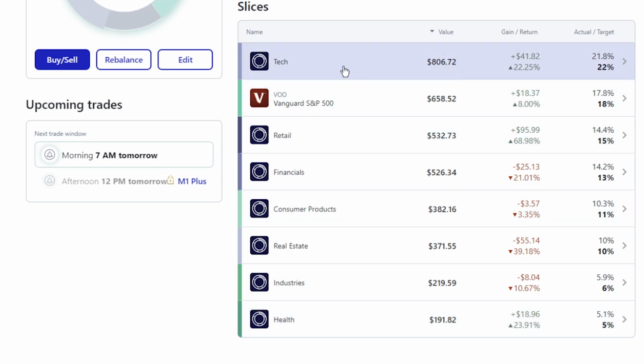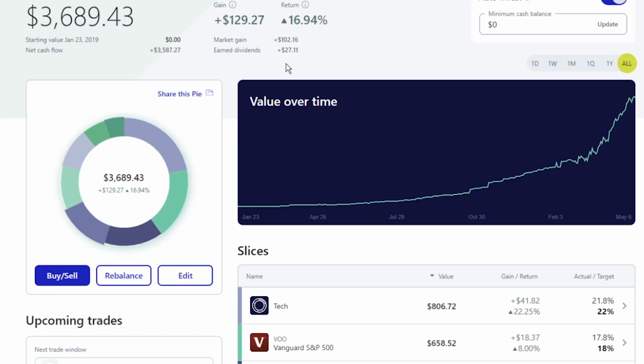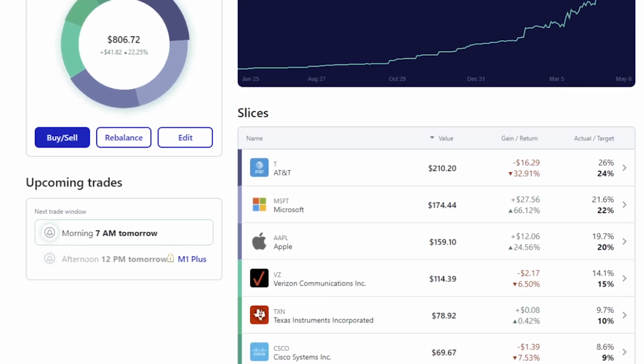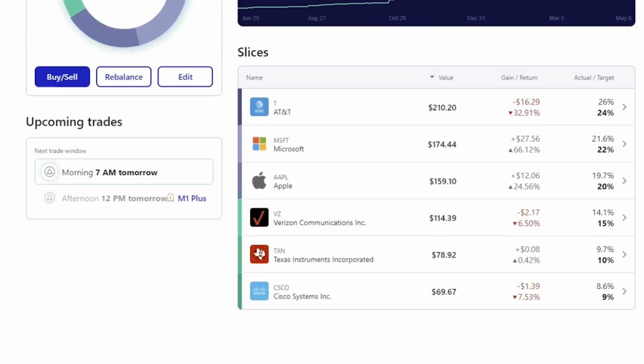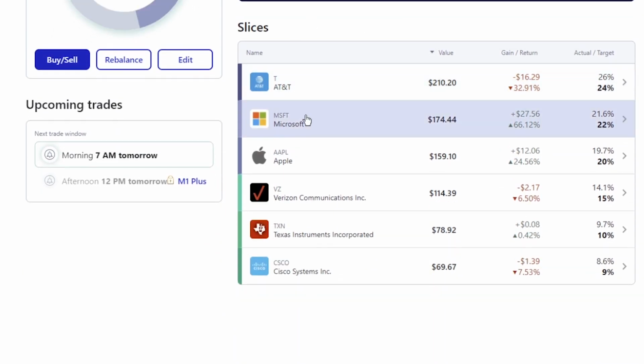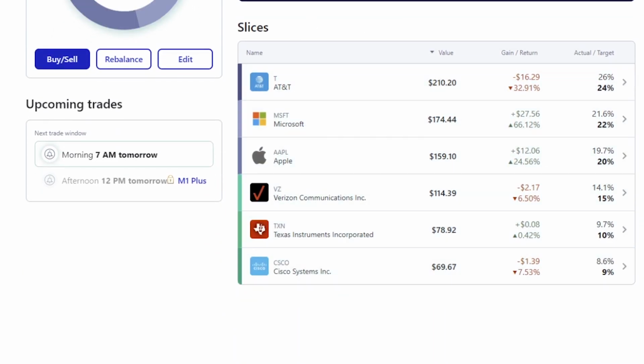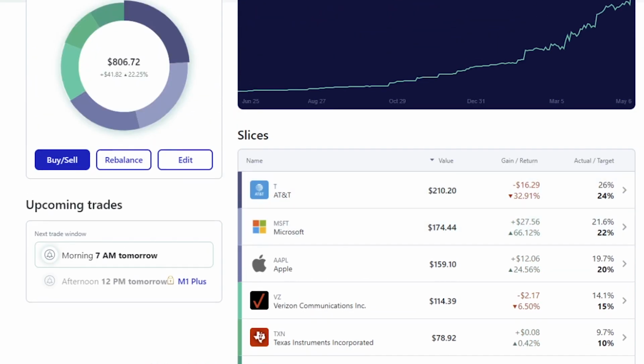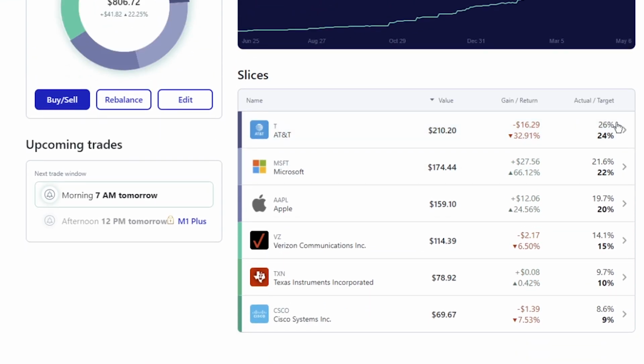And then this goes one step deeper when we actually click into these pies. So I'm going to click into this tech pie right over here, and we're going to see that this pie is made up of a couple of different stocks. So I've got 1, 2, 3, 4, 5, 6 stocks, right? And each one of these stocks actually has an actual and a target percentage as well.